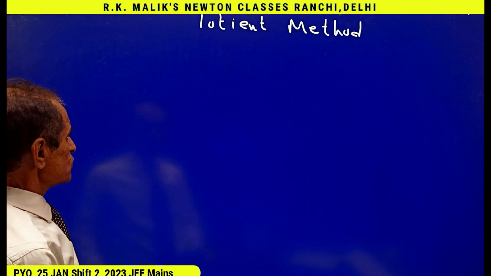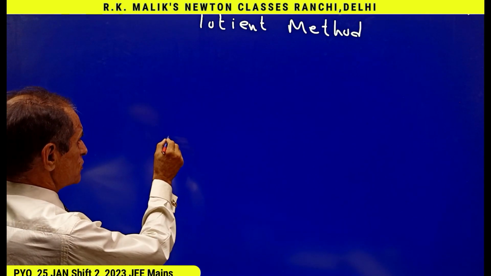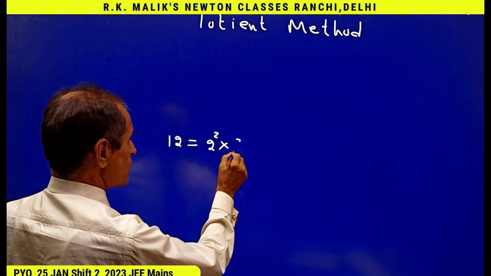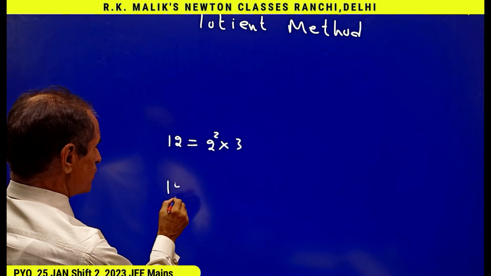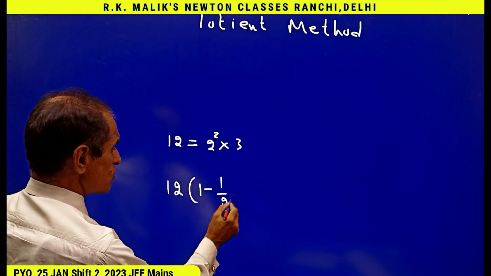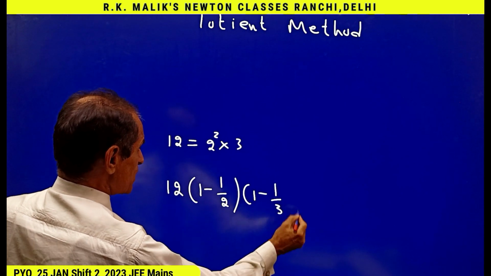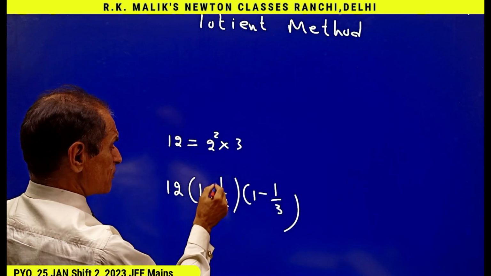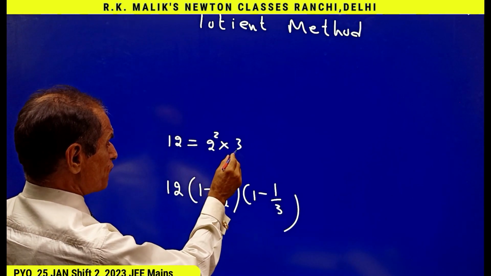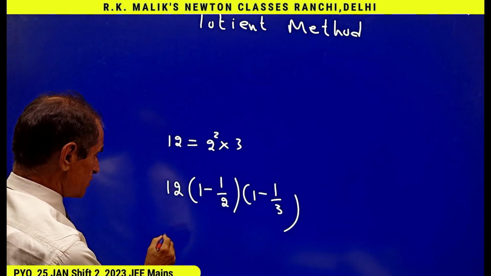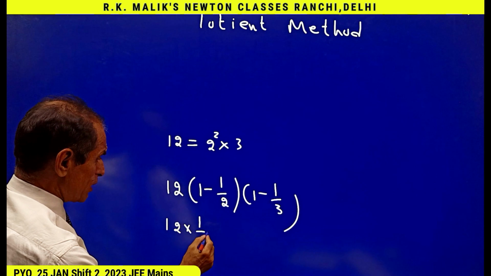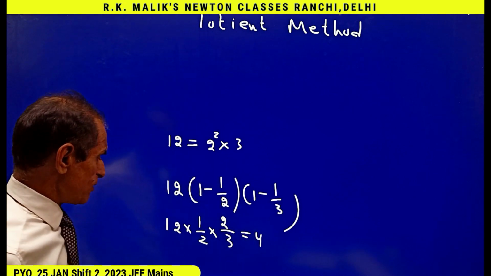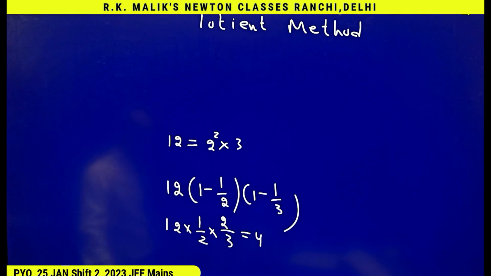And one thing more, suppose you have to find the totient of 12. 12 is 2 square into 3. Totient of 12 will be 12 into (1 minus 1 by 2) into (1 minus 1 by 3). Even if 2 has power 2, this power doesn't make any difference. You have to take care of prime factors. This is the totient of 12, that is 12 into 1 by 2 into 2 by 3, that is 4. That is, totient of 12 will be 4.